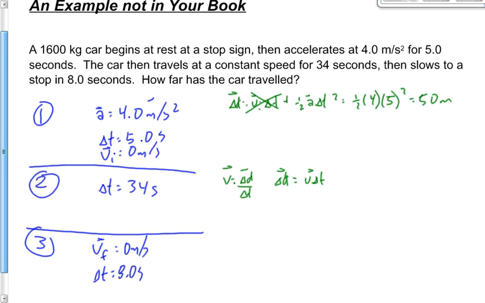How do you do it? In the first stage? Good. We're going to say in the first stage, A is equal to delta V over delta T. Therefore, delta V, if we rearrange that, the T goes up by multiplying: A times T. We don't need the final velocity in the first stage for the first stage. But the final velocity of the first stage becomes the velocity of the second stage.